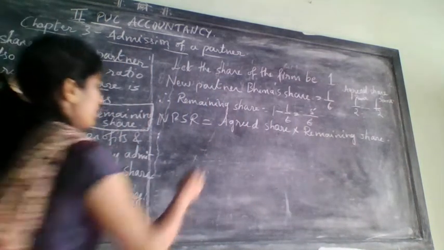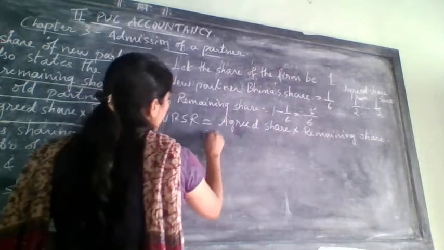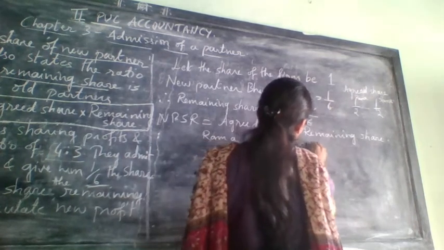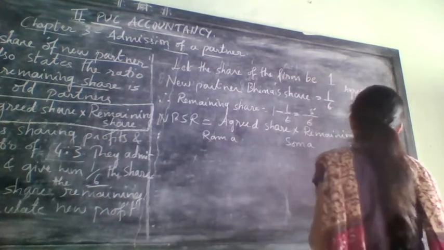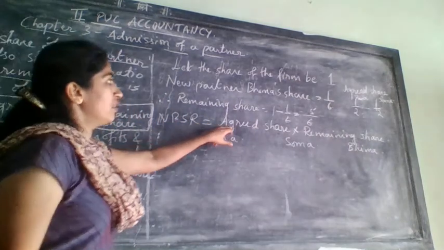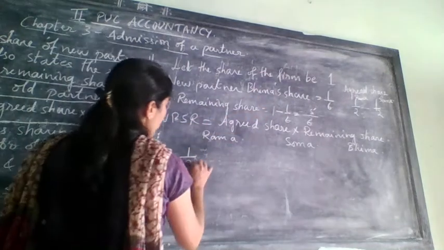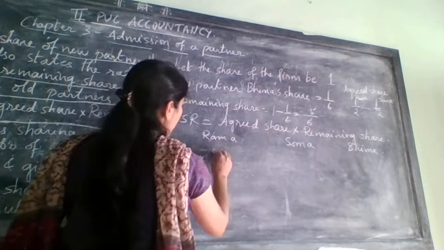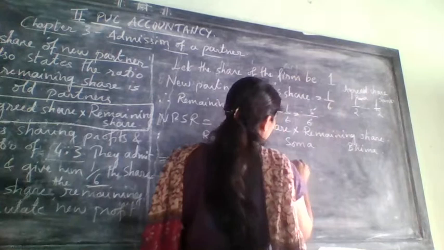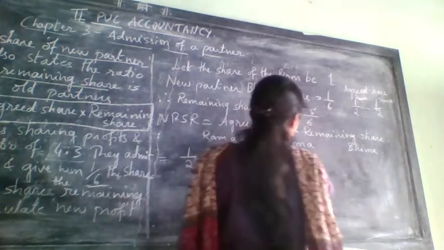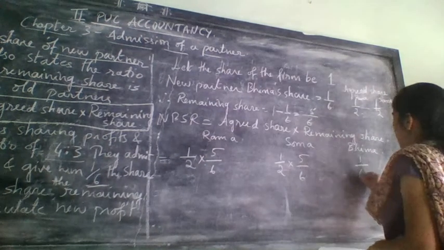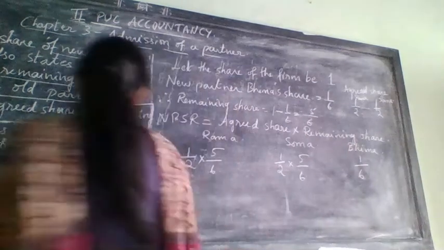Write all the 3 partners' names. Who are they? First one is Rama, next one is Soma, and the last one is Bhima. After writing this, apply the values. Agreed share for Rama is 1 by 2 into remaining share 5 by 6. Here also for Soma, agreed share is 1 by 2 and remaining share is 5 by 6. And for Bhima, his share is 1 by 6. Write like that only.